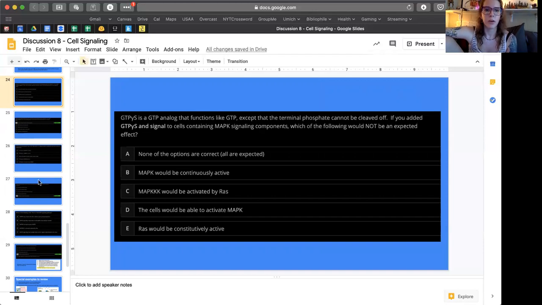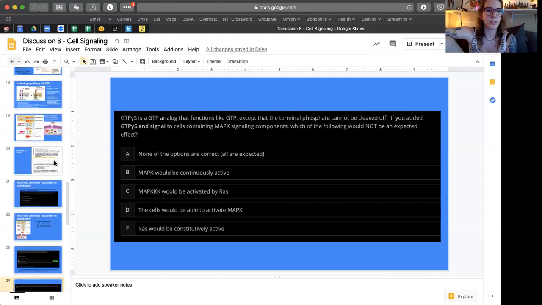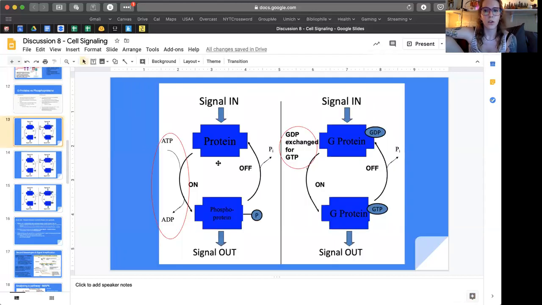So first I want you guys to remember, okay, GTP gamma S works like GTP, but we can't have that terminal phosphate being cleaved, so we're never going to get the situation where we had this GTP going back to its GDP form. So functionally what that means is that a G protein with this GTP analog, the GTP gamma S, is always going to be in its active state. It's not going to be able to be turned off. And so we can use that information to hopefully answer this question.